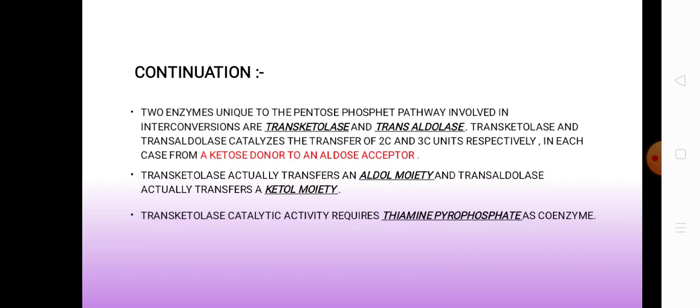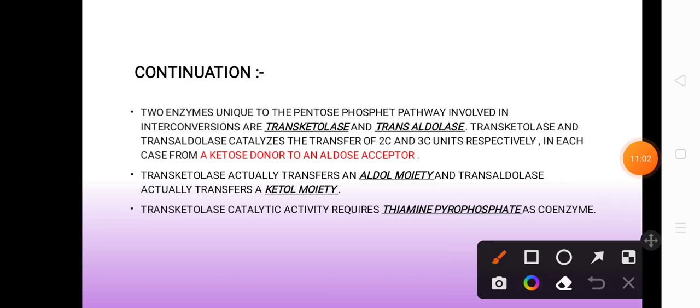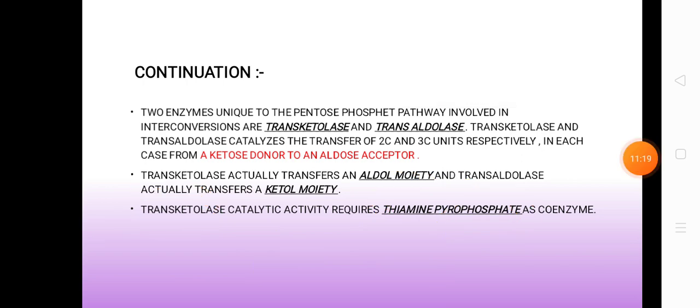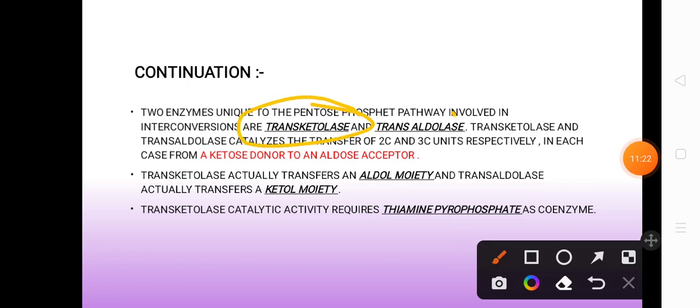Another important thing I want to mention is that transketolase catalytic activity requires thiamine pyrophosphate, a coenzyme involved in various kinds of transfer reactions. And here transfer reactions are going on, so it is very important. So transketolase and transaldolase transfer a 2-carbon containing unit and a 3-carbon containing unit respectively. In each case, it takes that 2 or 3 carbons from a ketose donor and transfers it to an aldose acceptor. That is the entire idea of our non-oxidative phase.